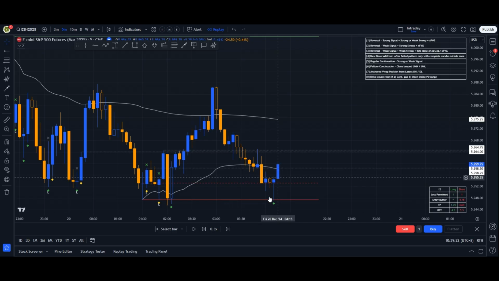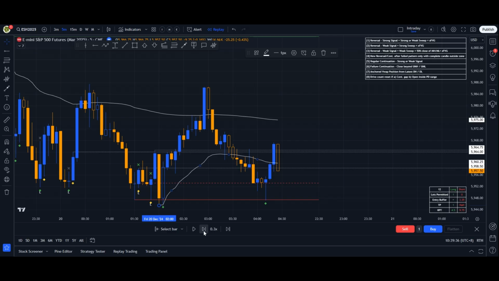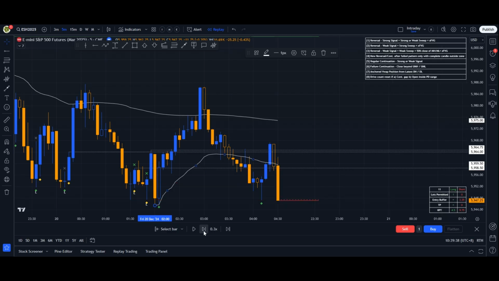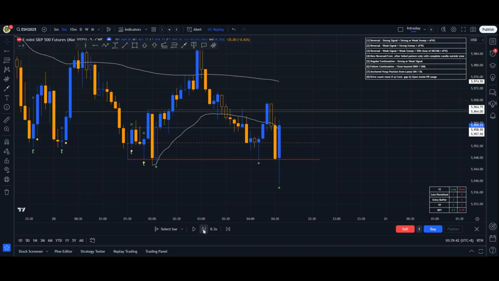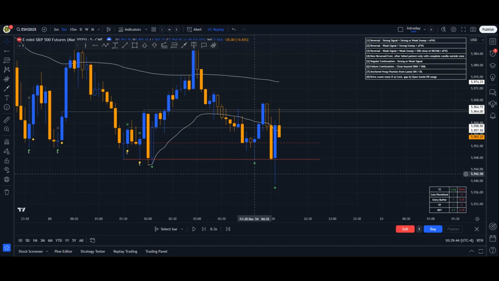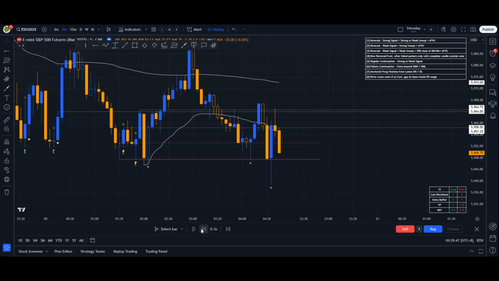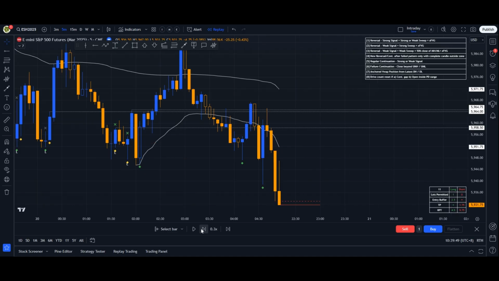At this point in time, while a wick has been printed, from our system perspective there is no reversal signal, so it's of no use to us. Anyway, this would have been a failed trade. And then the market just continues to do this.